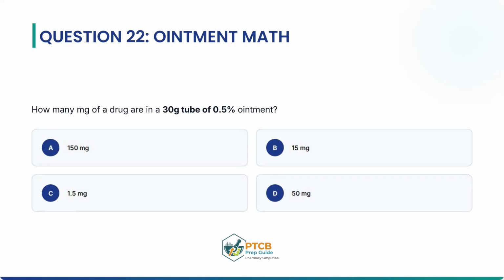How many milligrams of a drug are in a 30-gram tube of 0.5% ointment? Option A, 150 milligrams. Option B, 15 milligrams. Option C, 1.5 milligrams. Or option D, 50 milligrams.